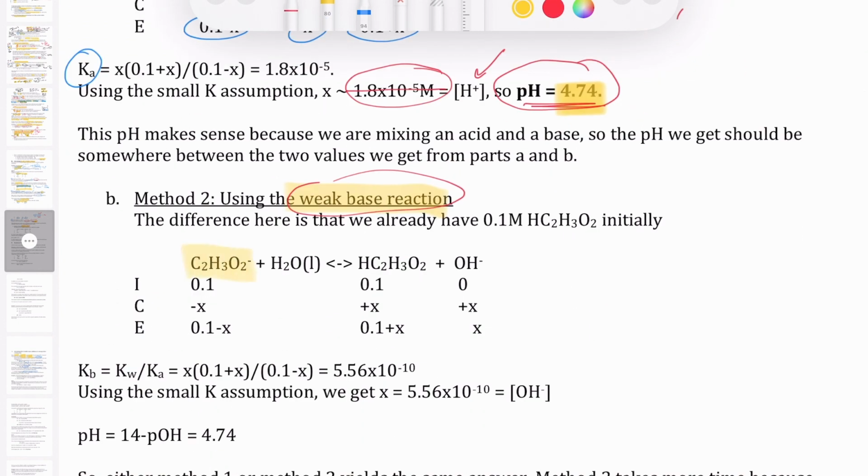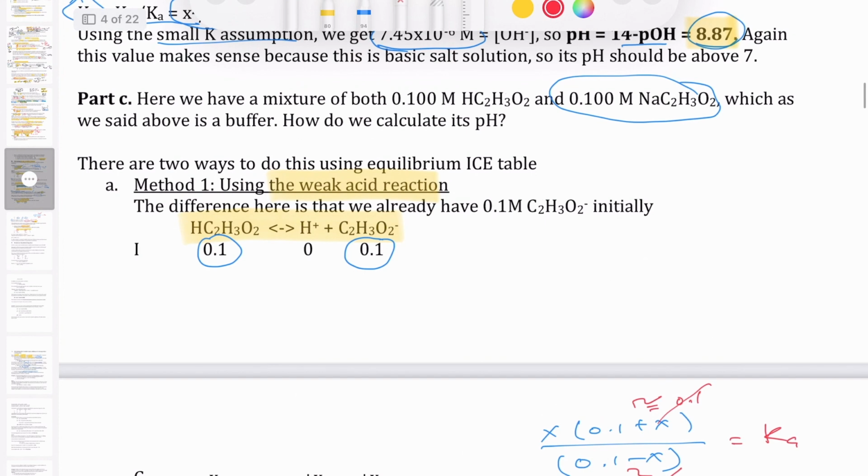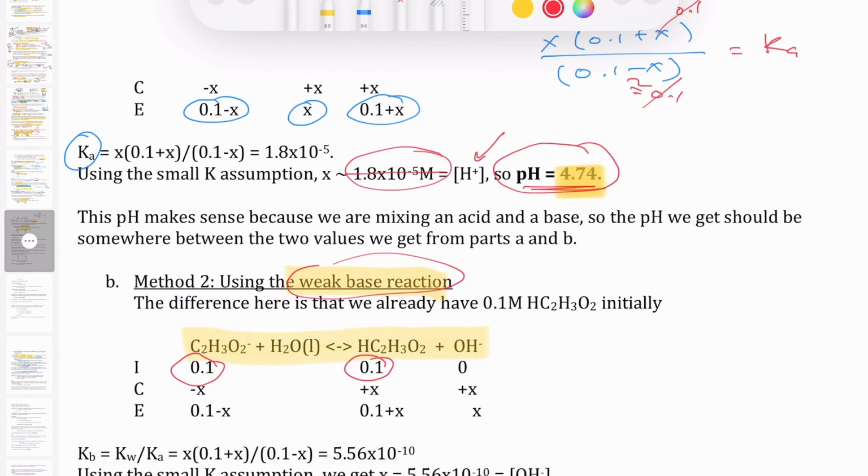Now I'm going to show you how to do the buffer calculation with the weak-base reaction. You start with that same weak-base reaction you used in part B earlier, acetate plus water forming acetic acid and hydroxide. The difference is you have both acetate and acetic acid, just the same way as when you started the ice table with method 1. You have both the acid and conjugate base already present. Working out your ice table, you end up getting quantities at equilibrium.